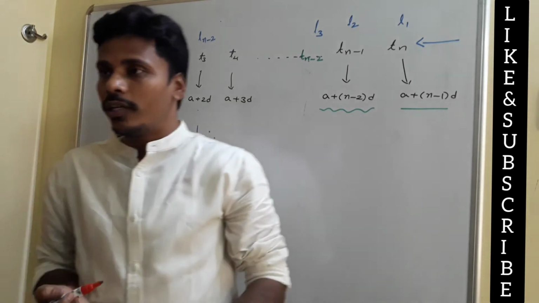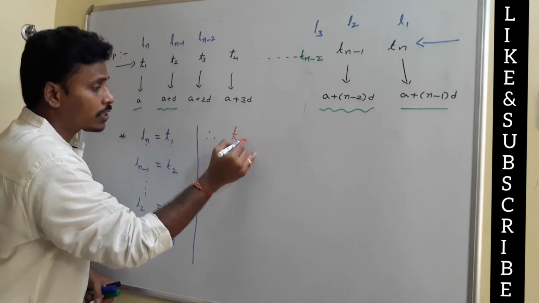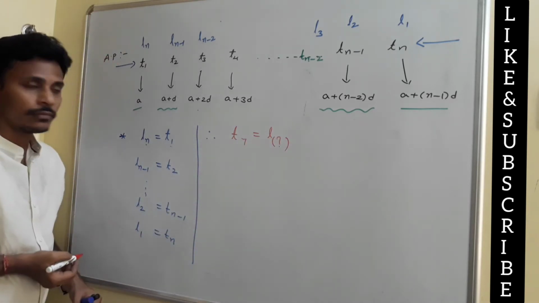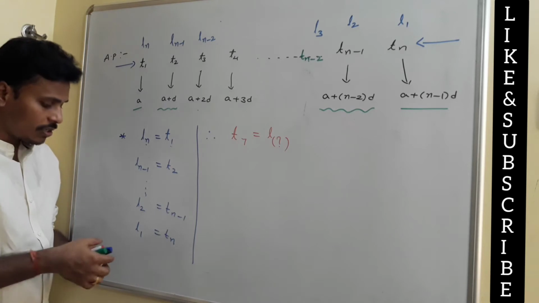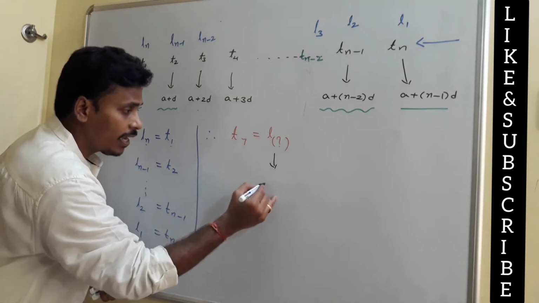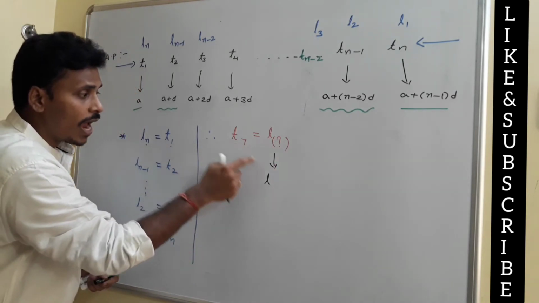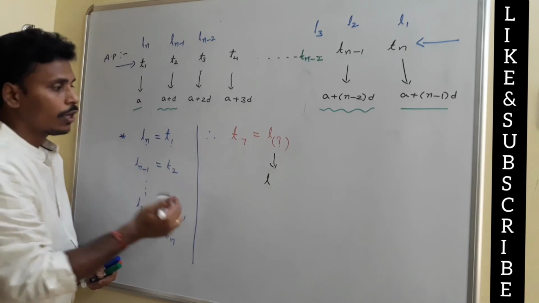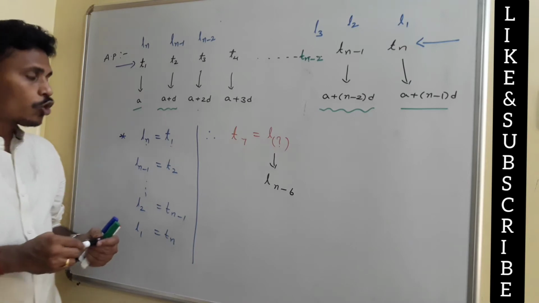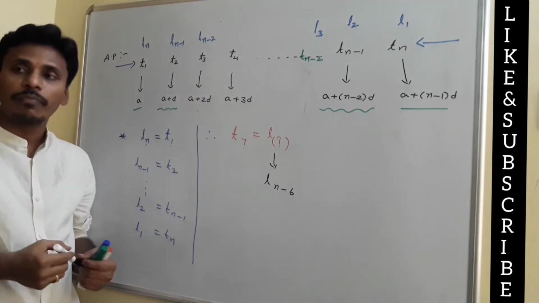What I am going to tell you is, if anybody asks you, the 7th term from the start is equal to which term from the end? Then you need to answer this question by L. That question mark value is nothing but, if you add these two, it should be n plus 1. So to make it like this, you just write n minus 6. So the 7th term from this direction is equal to the n minus 6th term from that direction.